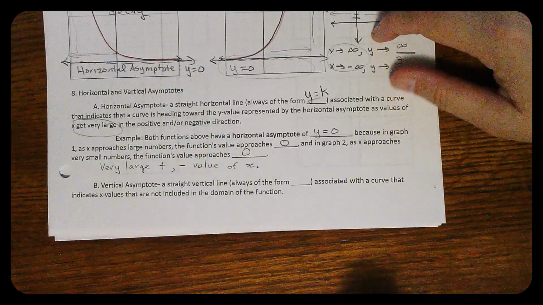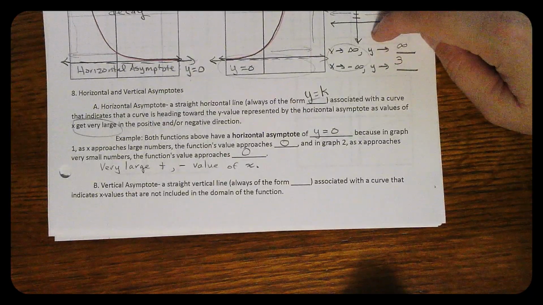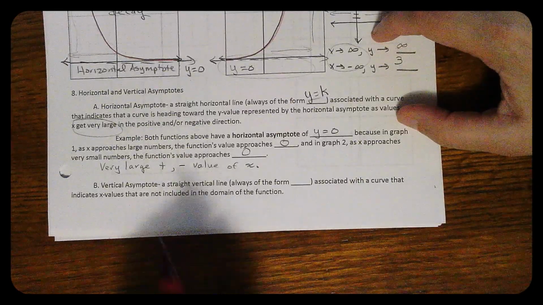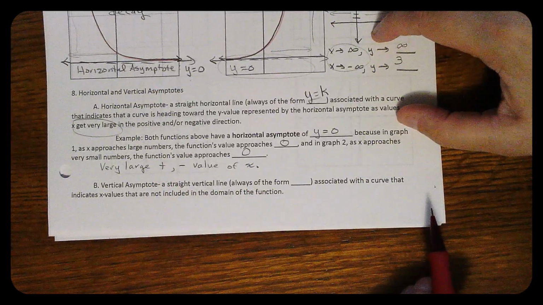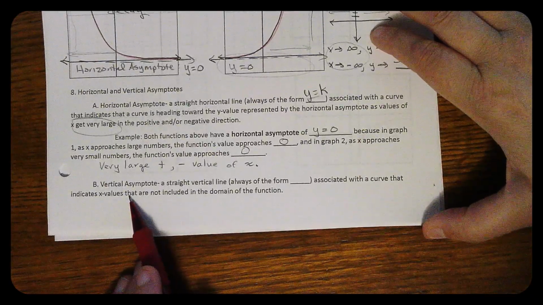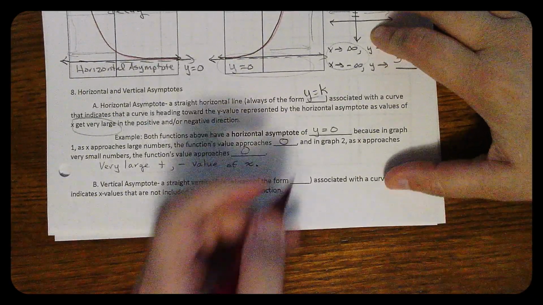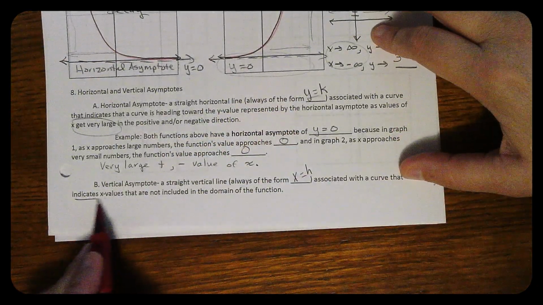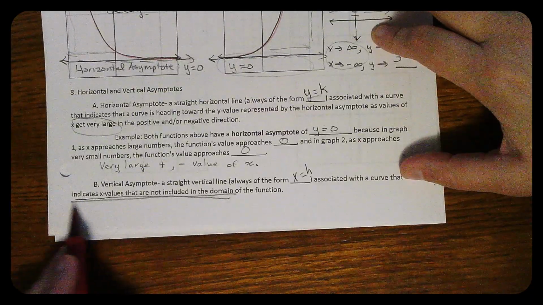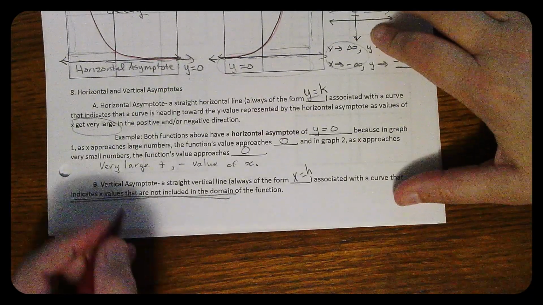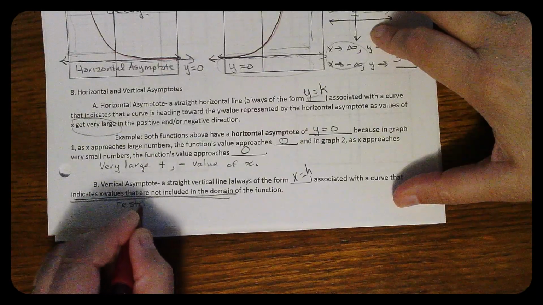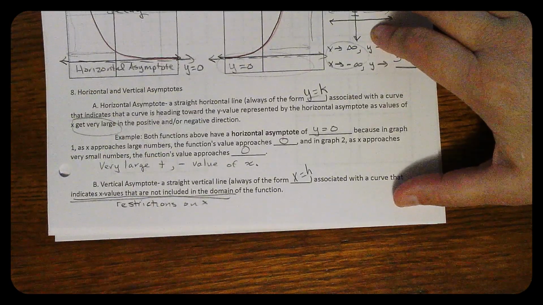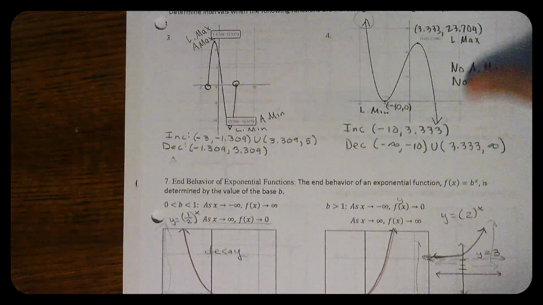Okay, so technically a graph can cross through a horizontal asymptote when x is small. It's just where it's going to head as x gets really big. But vertical asymptotes, they're straight vertical lines, always in the form x equals h, associated with a curve that indicates the x values are not in the domain. So the vertical asymptote has to do with restrictions on x. See how different those ideas are? All right, let's look at some examples.